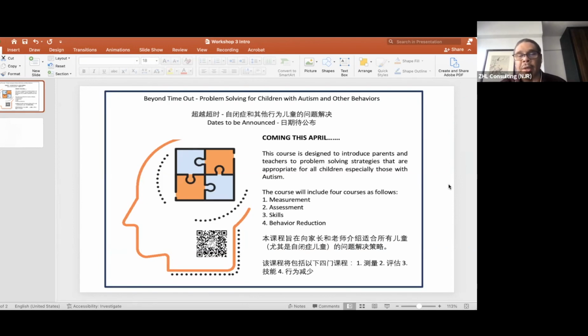What it does, it draws on those strategies in a way that will help regular teachers and regular TAs and parents even deal with behaviors, reduce behaviors in the classroom or at home. This is a certification course, and if you're interested in learning more about it, scan the QR code. You'll hear more about it as the time goes on. The dates have not yet been announced, but it will be in April, so that's for sure. So without further ado, let me stop sharing and see if we can get Jeremy to share.